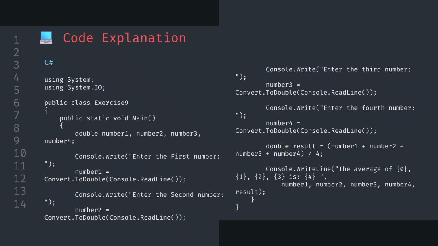Here's the full program. We declare four double variables, read each input, and then convert it using Convert.ToDouble. Then, compute the average by summing and dividing by 4. Finally, we print a formatted line showing the inputs and the computed average. Using double keeps decimal precision for non-integer inputs.